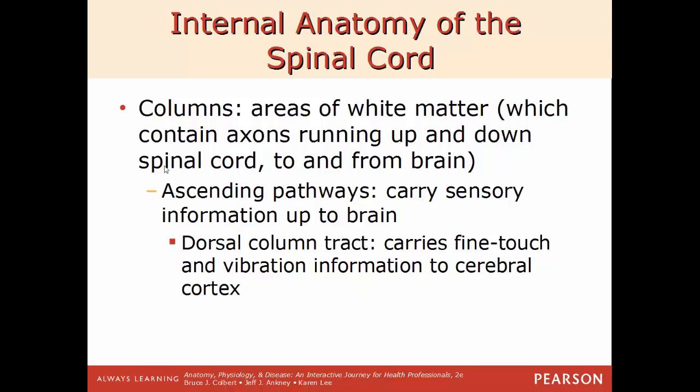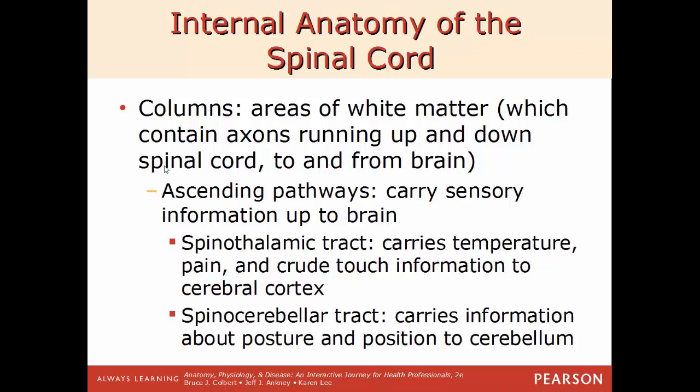In the ascending pathway, you have information going from your senses up to your brain. So information is traveling up to your brain or arriving at the brain. Within this pathway, you have the dorsal column tract. This will carry fine touch and vibration information to the cerebral cortex part of the brain. You also will have the spinothalamic tract. These will carry information about temperature and pain and very basic, crude touch information to the cerebral cortex.